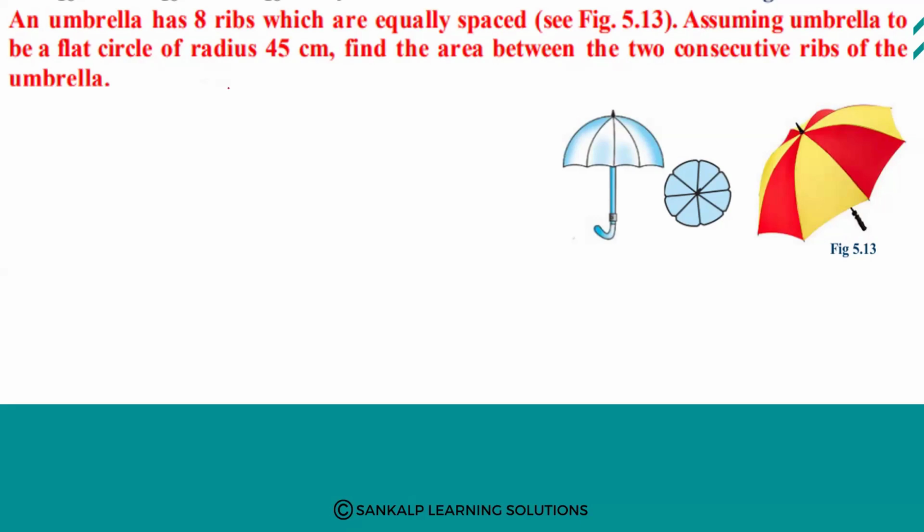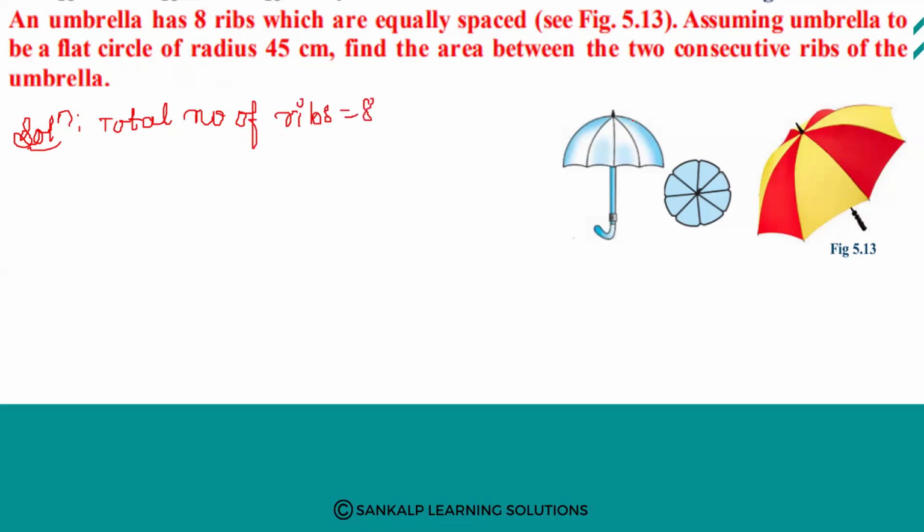An umbrella has 8 ribs which are equally spaced. Assuming the umbrella to be a flat circle of radius 45 centimeter, find the area between two consecutive ribs of the umbrella. So how many ribs are there? Total 8 ribs are there, right? Solution. Total number of ribs is 8.